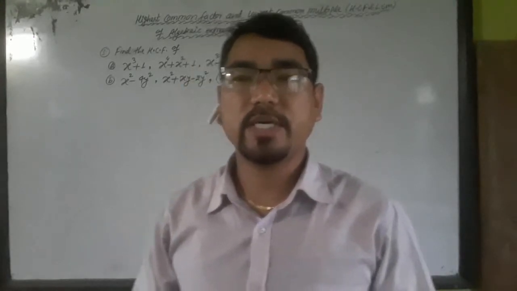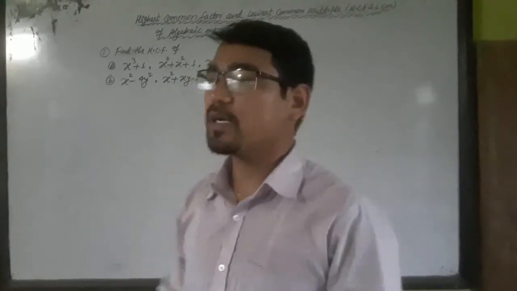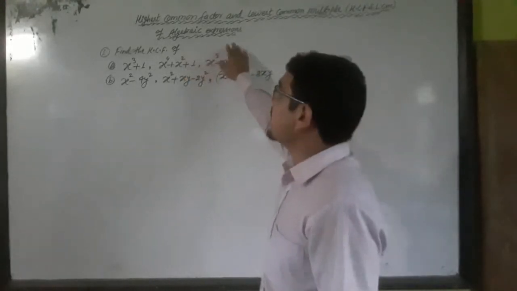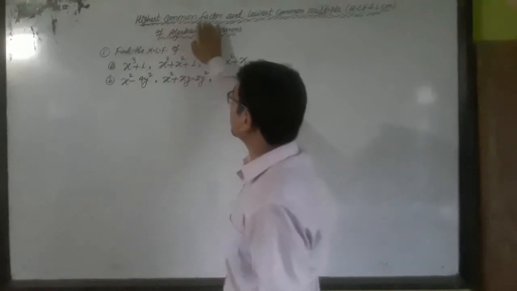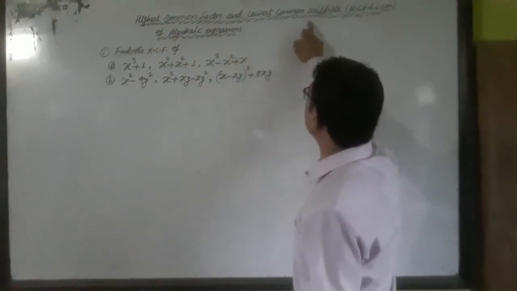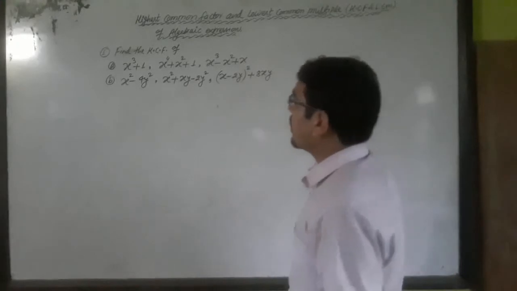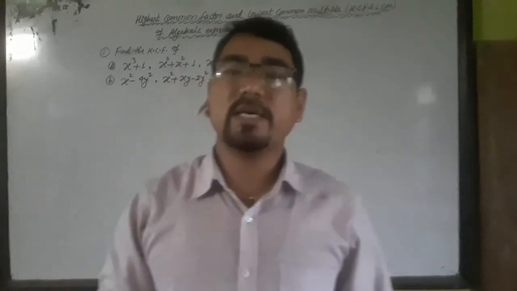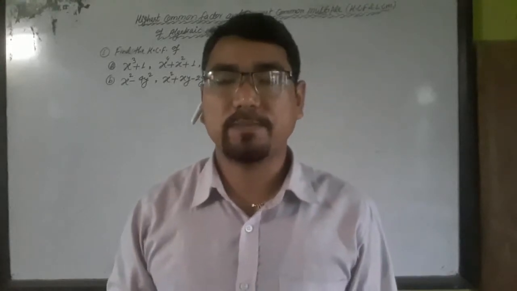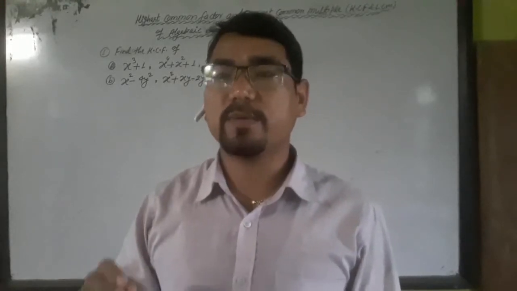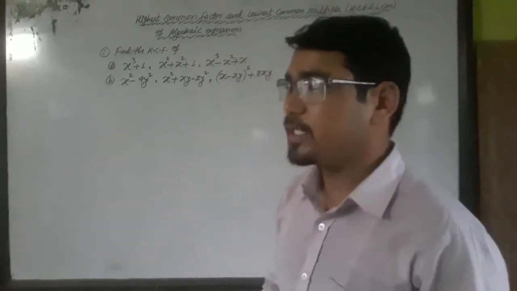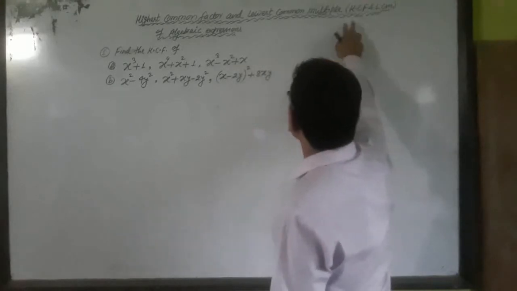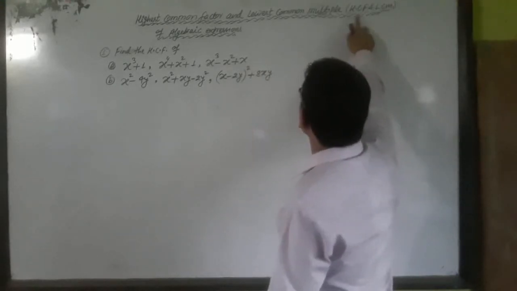Today also I am present here to teach you about the topic highest common factor and the lowest common multiple of algebraic expressions. The highest common factor we say H.C.F and the lowest common multiple we say L.C.M. Especially we are going to find the H.C.F and L.C.M of the algebraic expressions. I am going to prepare this video material especially for the students of class 9 and 10. So here, everybody knows H.C.F and L.C.M.